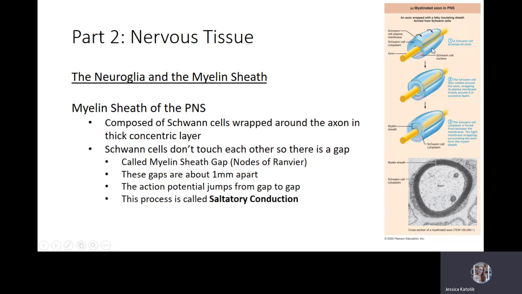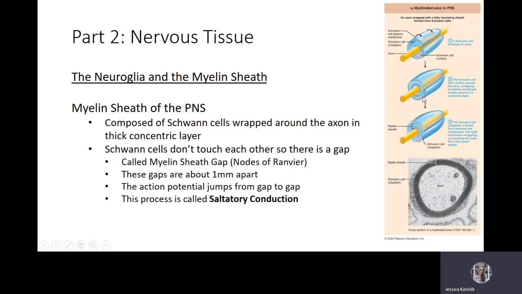I want to direct you to this image over here. And this image really shows how the Schwann cell is going to wrap around the axon of a neuron. So in yellow over here, we have the axon of a neuron, and in blue, we're going to have the Schwann cell, that specialized neuroglia. And when the myelin sheath is forming, the Schwann cell will take its plasma membrane and start wrapping it around the axon.